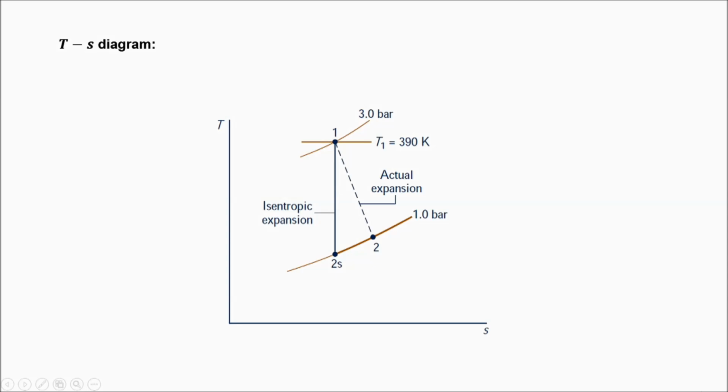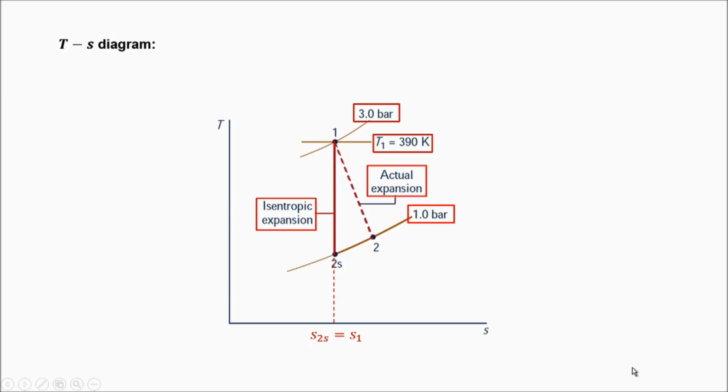Let's highlight the diagram with the information provided. At state 1, the inlet pressure is P1 equal to 3 bar and the temperature is T1 equal to 390 Kelvin. Through the turbine, air is expanded to a pressure P2. Let's first consider the ideal adiabatic expansion from 1 to 2s. This is an isentropic expansion process with S2s equal to S1. The process is represented by a vertical line on the TS diagram.